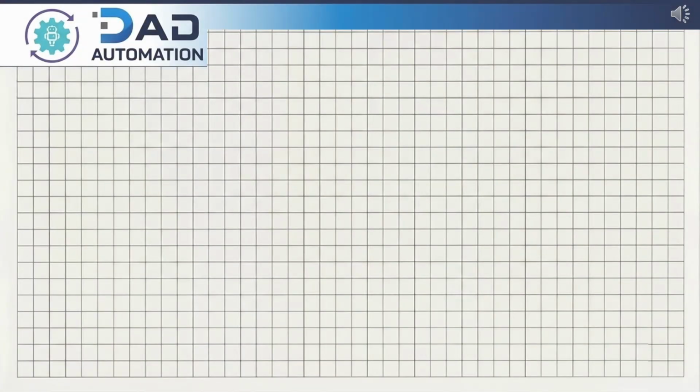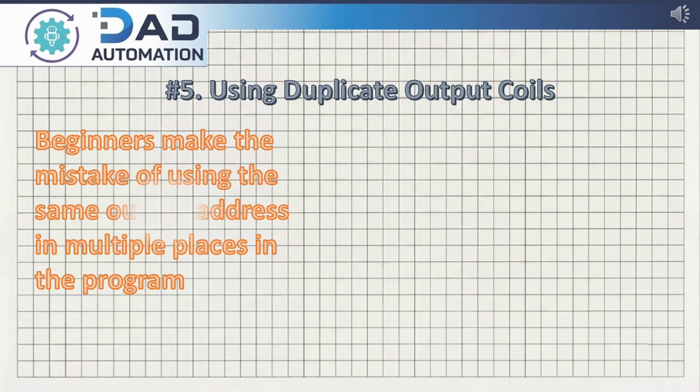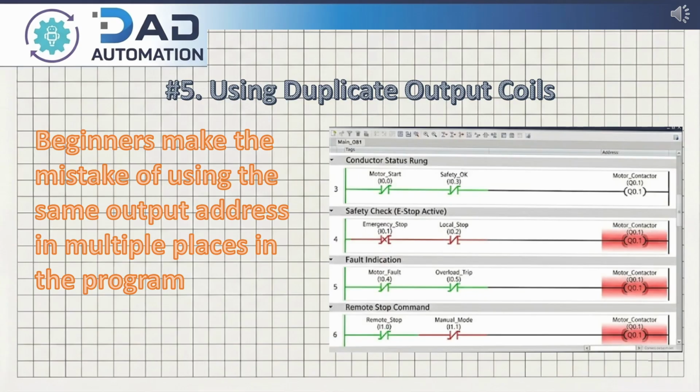Another very common and serious mistake in PLC programming is using duplicate output coils. In PLC programming, an output coil represents a physical device like a motor, a lamp, or a solenoid. But many beginners make the mistake of using the same output address in multiple places in the program. For example, they might use the same motor output in two different rungs, thinking it will work as separate controls.